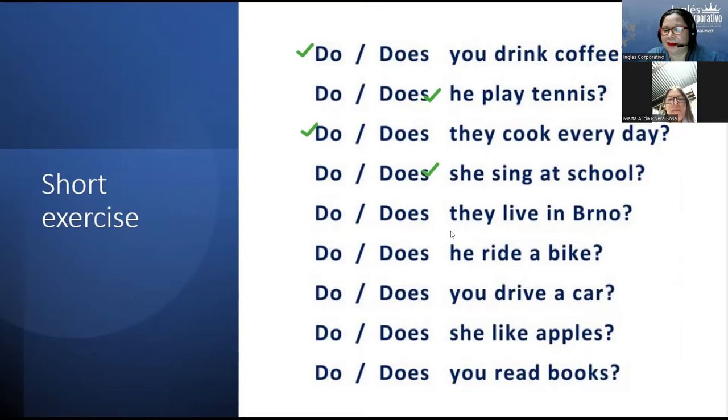Do they live in Brno? Brno es una ciudad europea. Así se escribe. B-R-N-O. Okay. Entonces, ¿sería does o sería do? Do. Okay. Do they live in Brno? Yes.